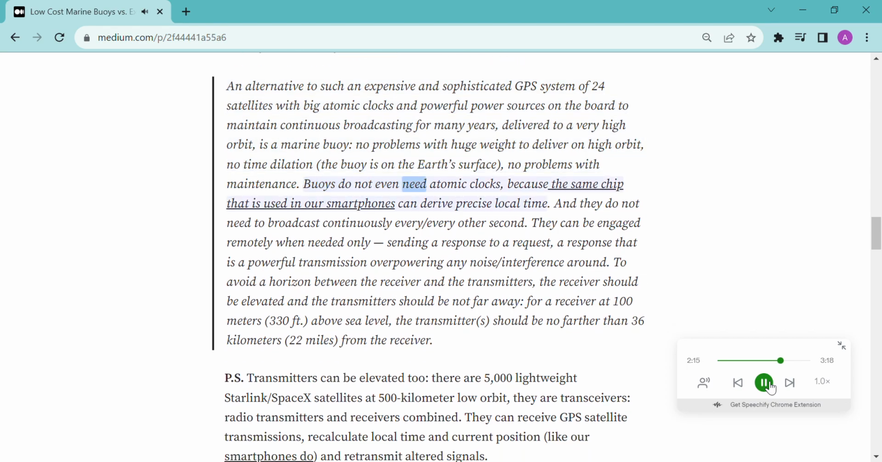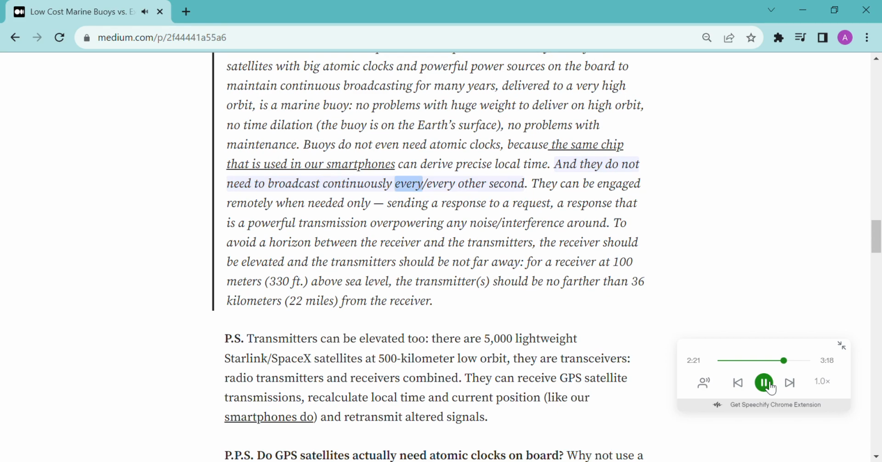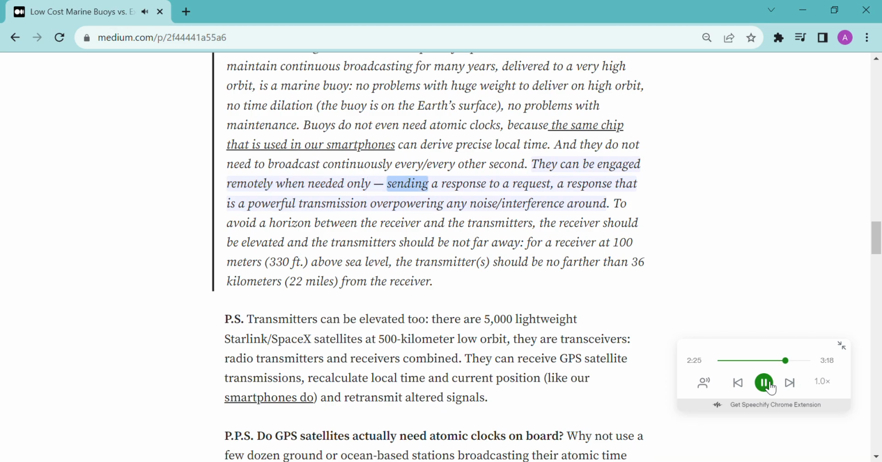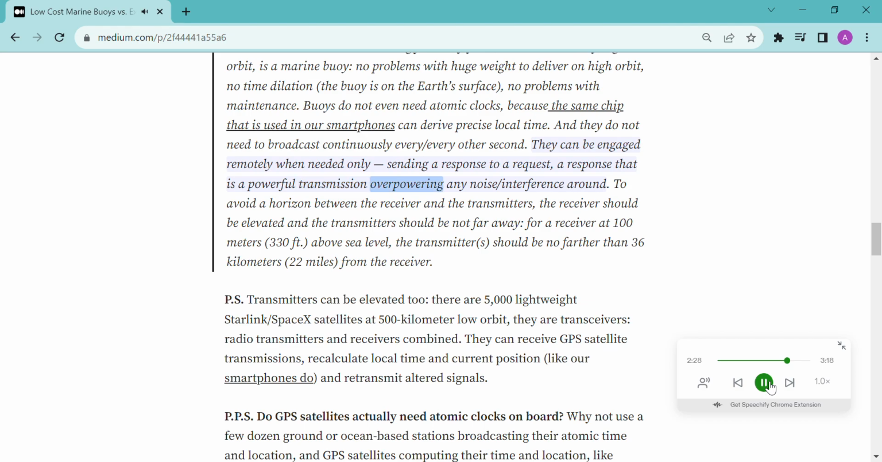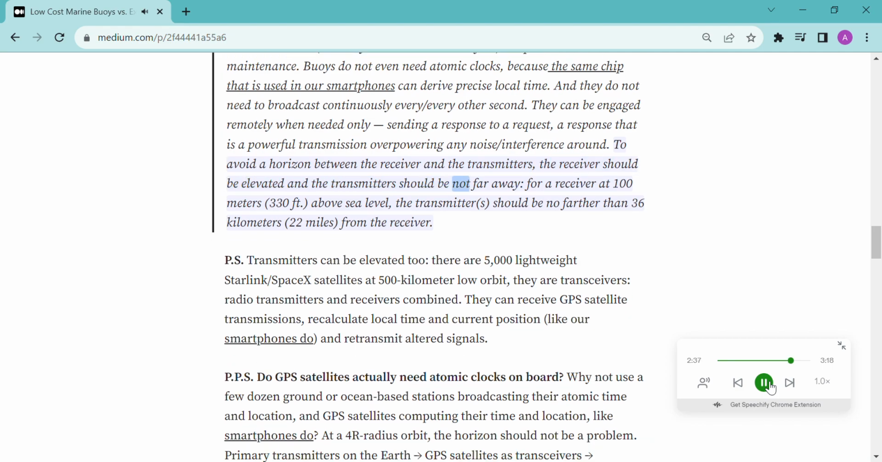Buoys do not even need atomic clocks, because the same chip that is used in our smartphones can derive precise local time. And they do not need to broadcast continuously every other second. They can be engaged remotely only when needed, sending a response to a request, a powerful transmission overpowering any noise or interference around. To avoid a horizon between the receiver and the transmitters, the receiver should be elevated and the transmitter should not be far away.